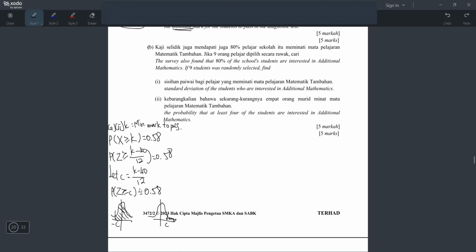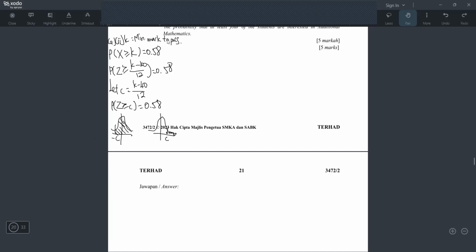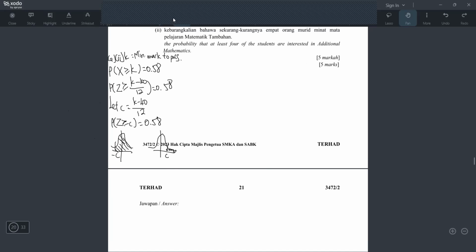And only one of these is correct. It cannot be both correct at the same time. Only one of these is correct. So how do you know which one is the correct one? I usually teach my students, I said, look at the area. Look at the area or look at the probability, right? Probability and area is the same thing.